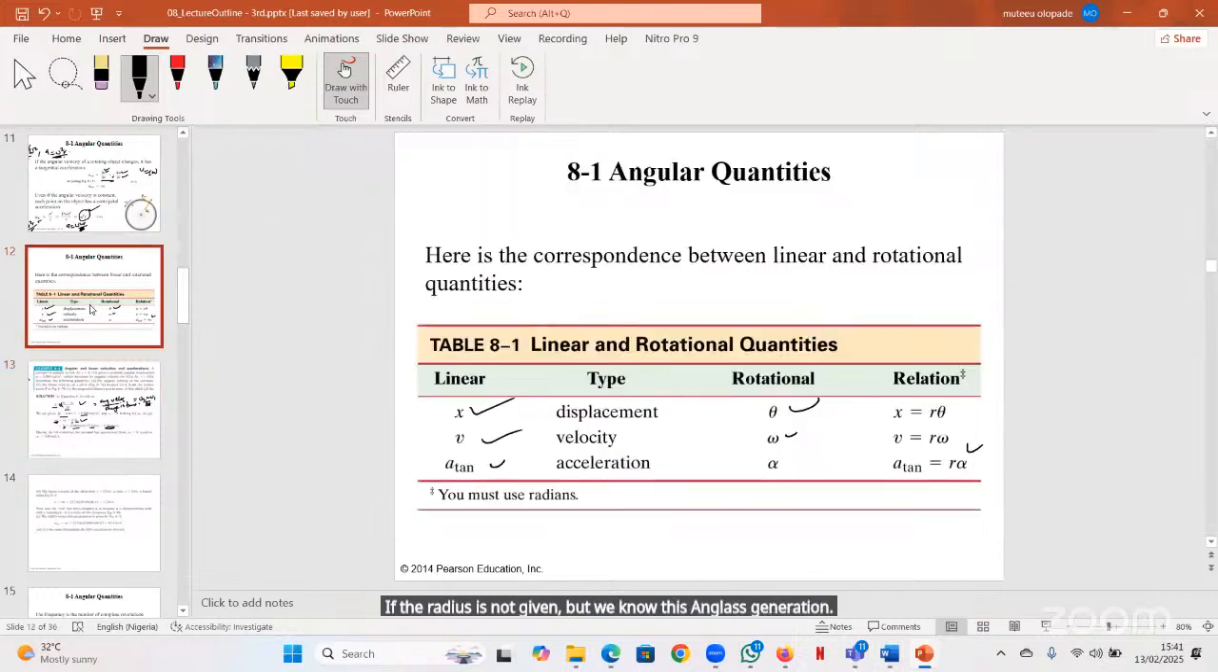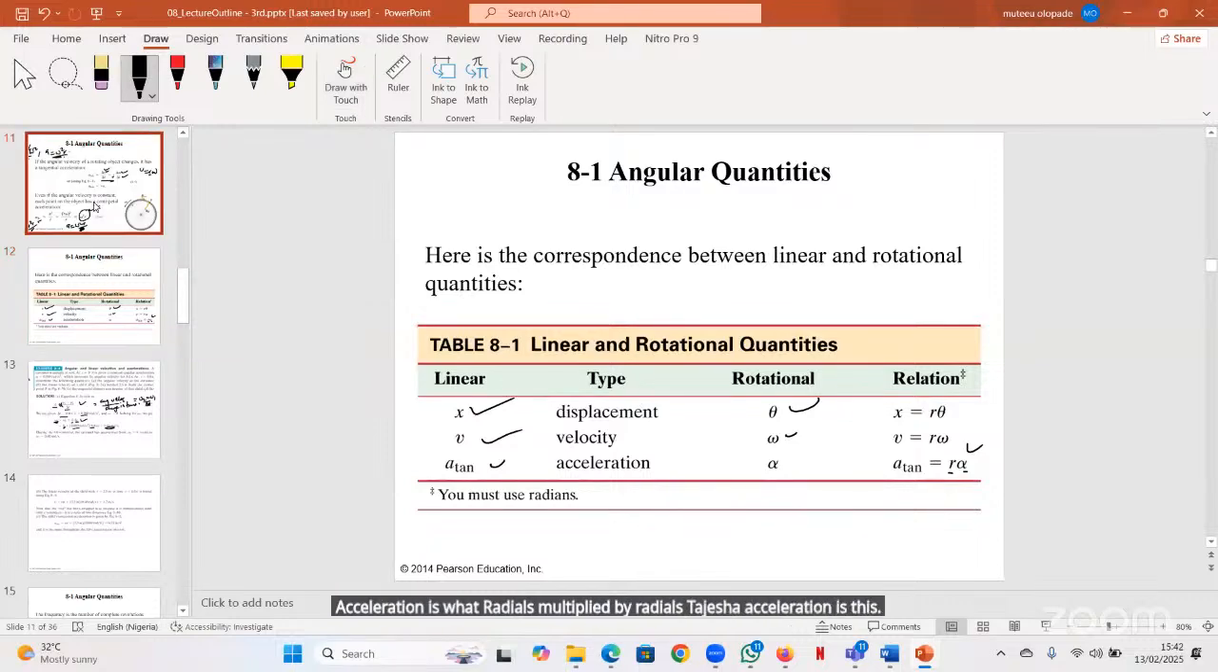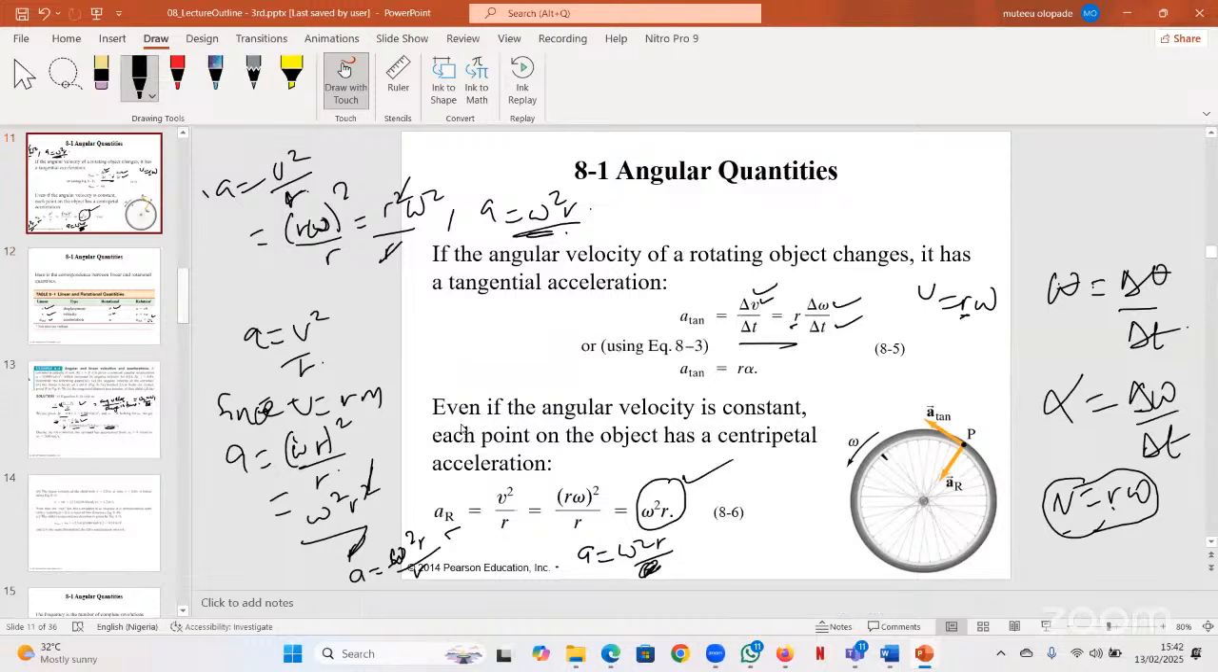If the radius is not given, but we know the angular acceleration, so from what we have here now, tangential acceleration is radius multiplied by this. So can we see this now? Acceleration is omega squared r.